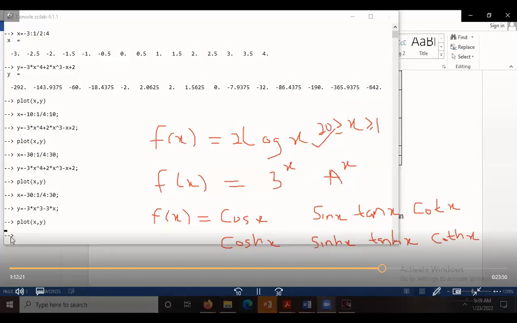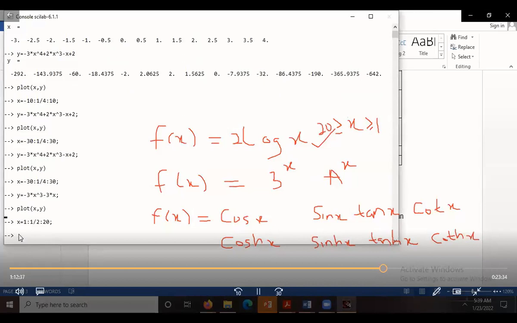We have x is 1 to 20. So this time I'll half it. X is 1 to half to 20. I want to suppress the data.